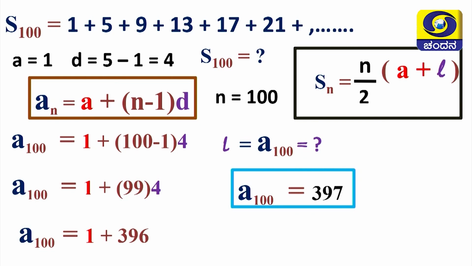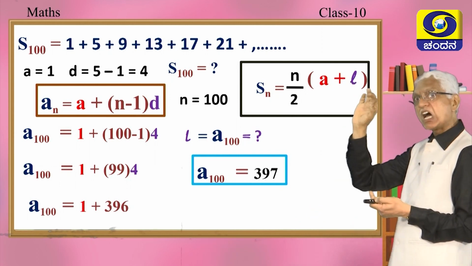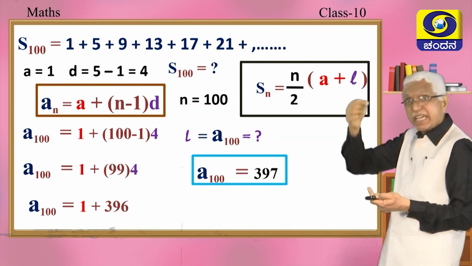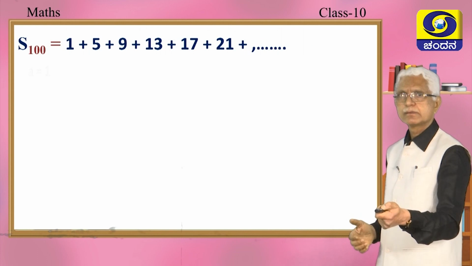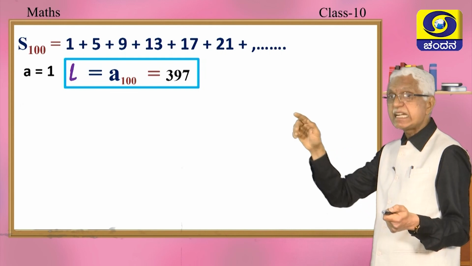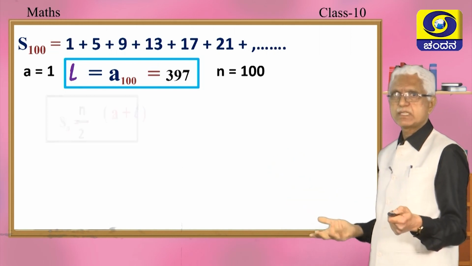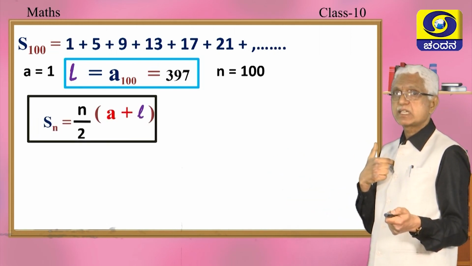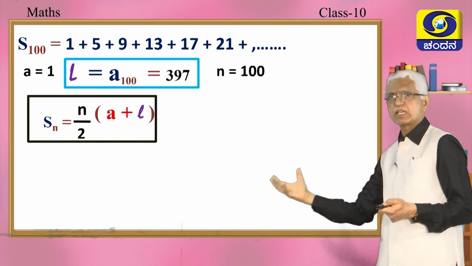Can I say L is also 397? Obviously, you want to find the sum of 100 terms, which means there are 100 terms, so the 100th term is the last term. So, A100 has to be L also. I want to find the sum of the first 100 terms of this arithmetic series. A is 1, L is 397, which is nothing but A100, and n is 100, the number of terms. And we have the formula Sn is equal to n by 2 into a plus L. Just now we substituted all the values and we got the sum.